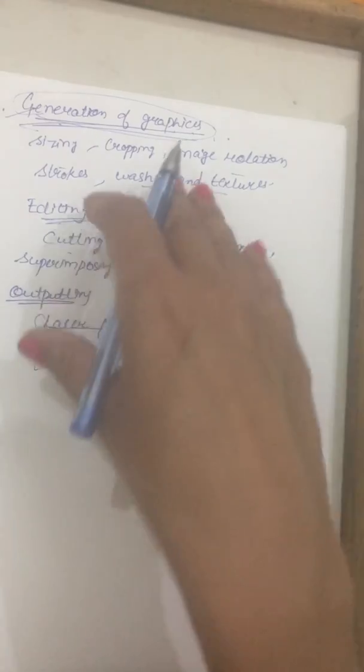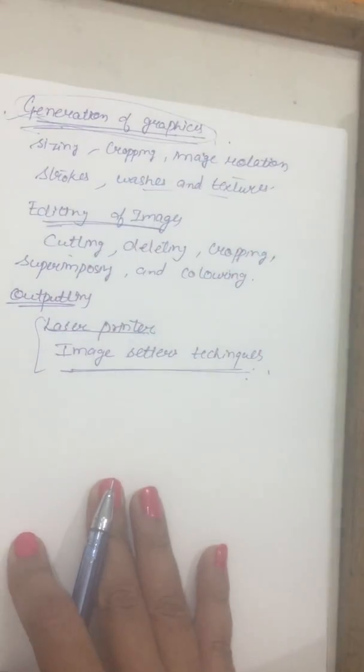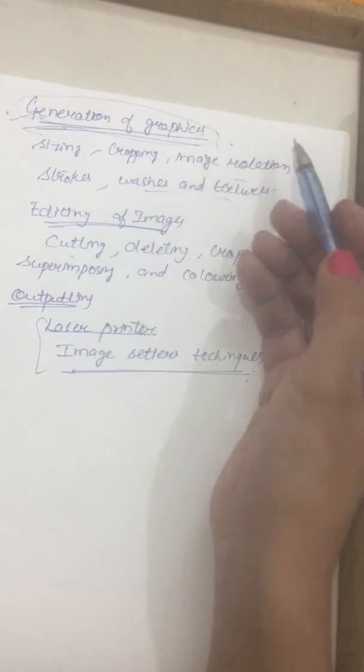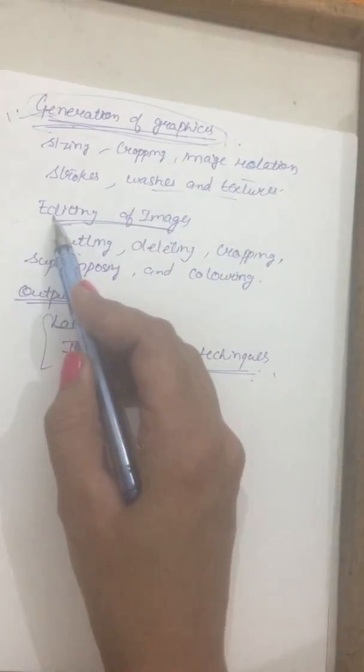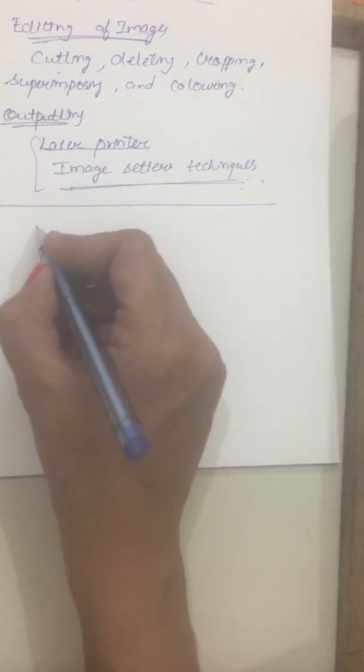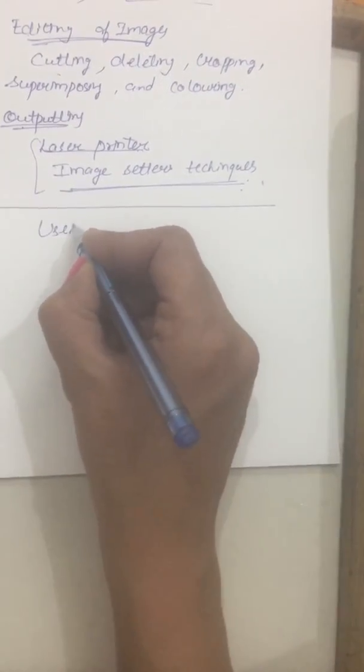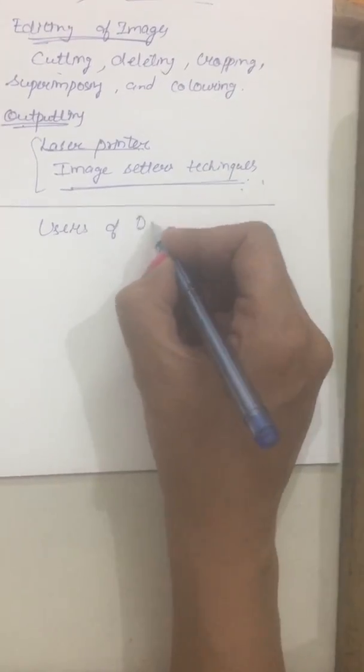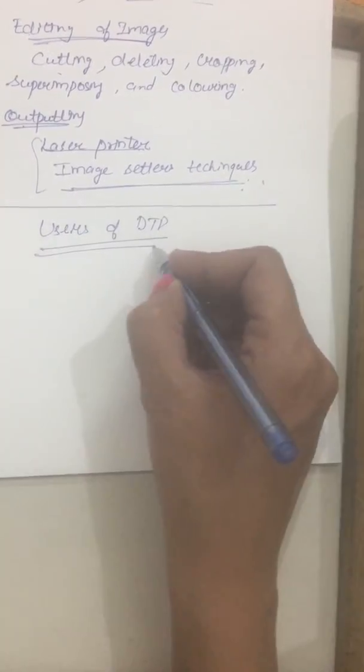Okay, these are the capabilities of DTP: handling of text, generation of graphics, editing of images, and outputting. The next topic is the users of DTP, that is, the desktop publishing system.